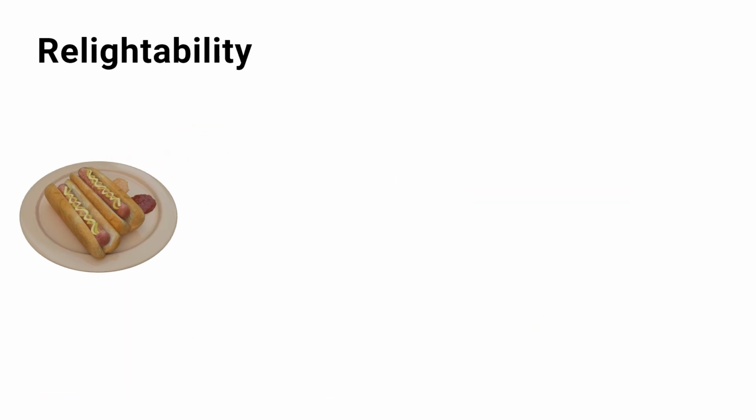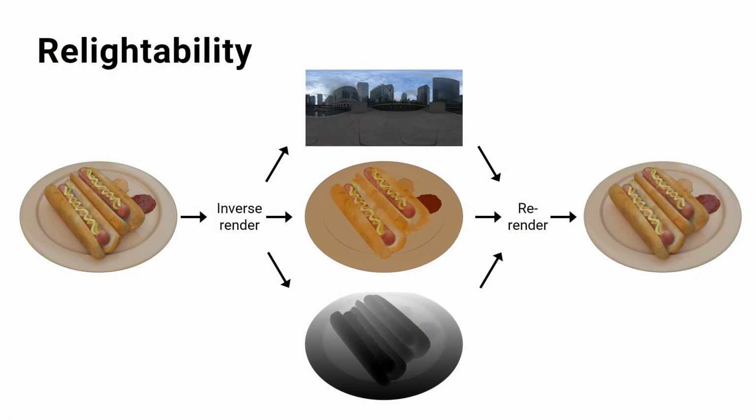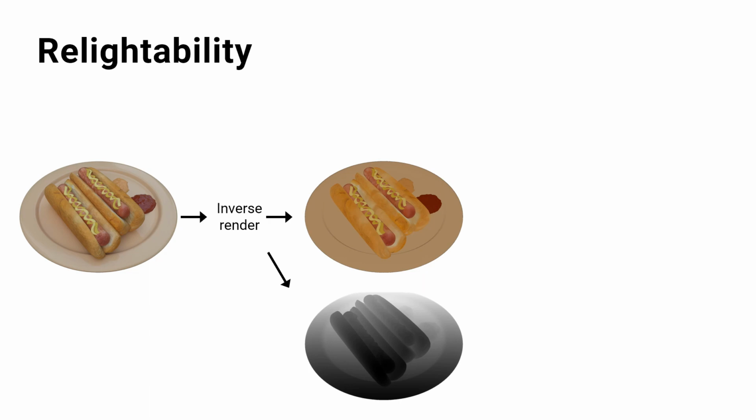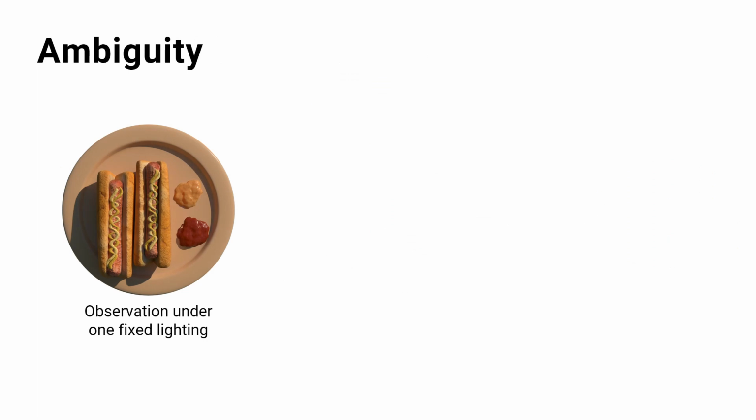In contrast, inverse rendering approaches achieve reliable reconstructions by separating the intrinsic properties from external lighting. Then the reconstructed material and geometry can be combined with any unseen lighting to relight the object. However, a fundamental challenge in inverse rendering is the severe inherent ambiguity.